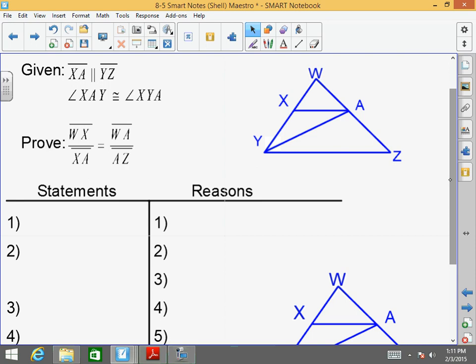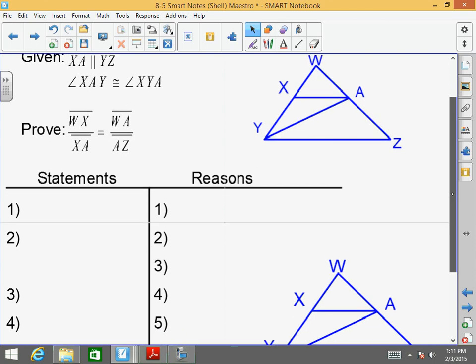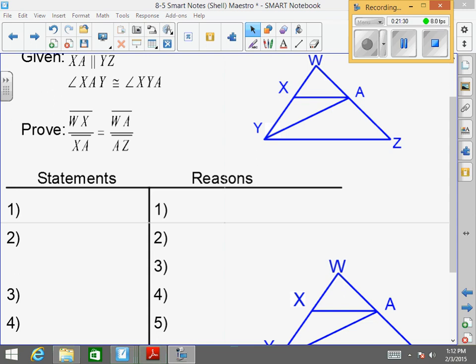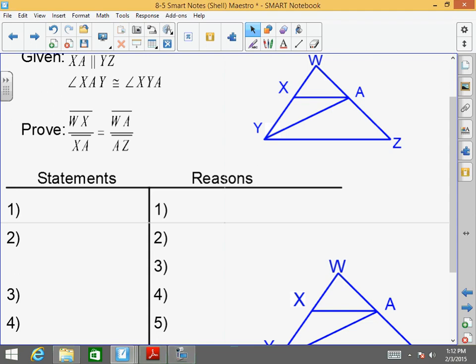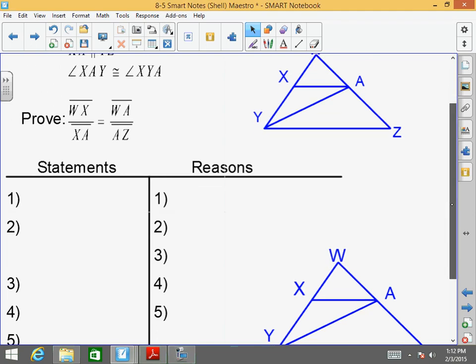So they give you that XA is parallel to YZ and that angle XAY is congruent to XYA. Here's where it gets a little tricky. They want to prove that WX to XA is proportional to WA to AZ. Okay? So that's a pretty crazy little proof there. And let me just pause here. I think I may have made a mistake. Okay, no mistake. All right, it's a little bit of a tricky proof. So let's get to it.